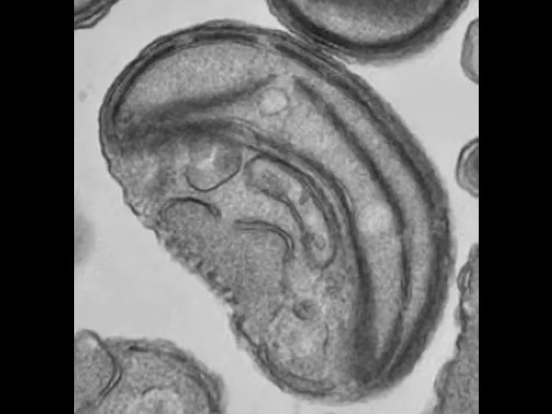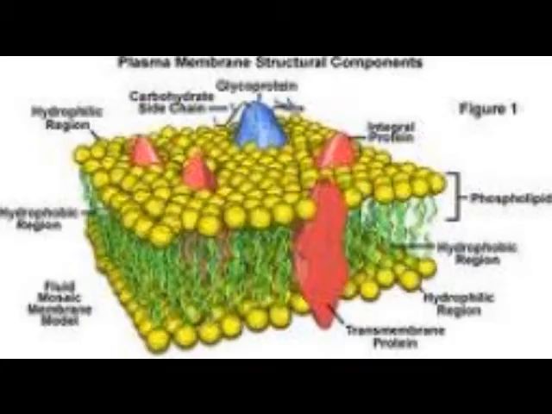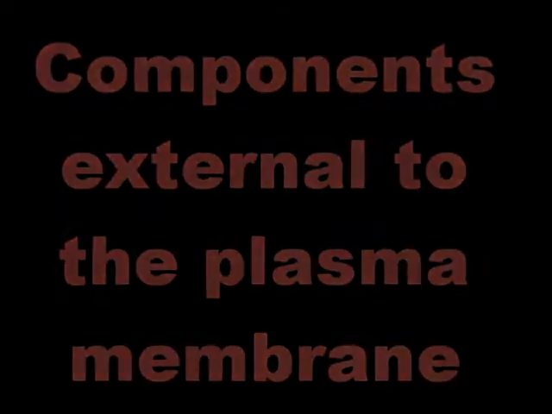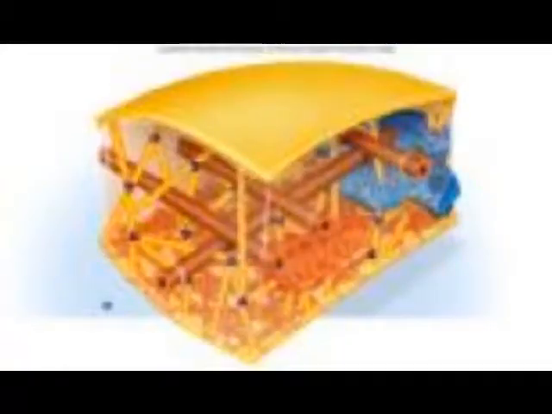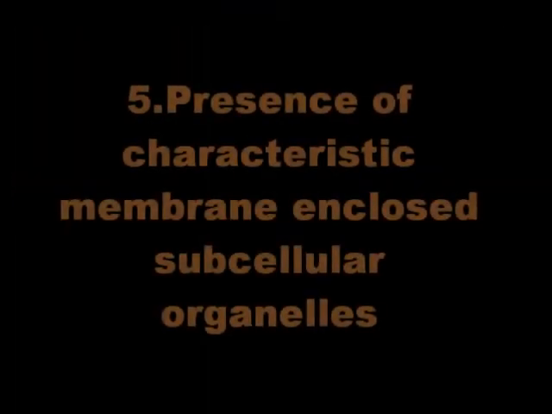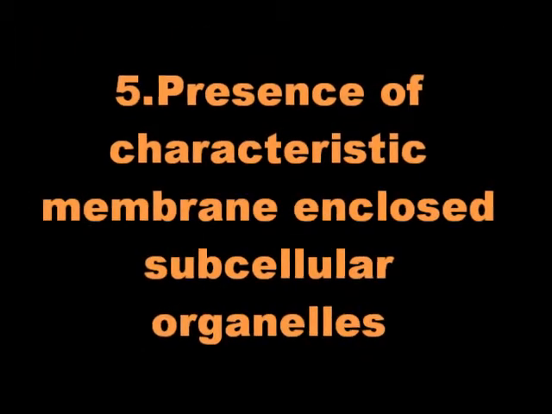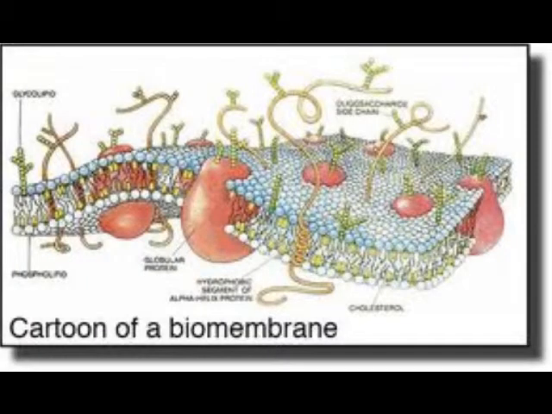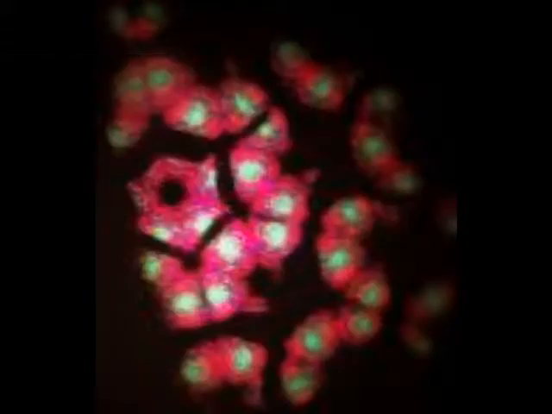Basic eukaryotic cells contain the following. 1. Plasma membrane. 2. Glycocalyx. 3. Cytoplasm. 4. Cytoskeleton. 5. Presence of characteristic membrane-enclosed subcellular organelles. Characteristic biomembranes and organelles. Plasma membrane.